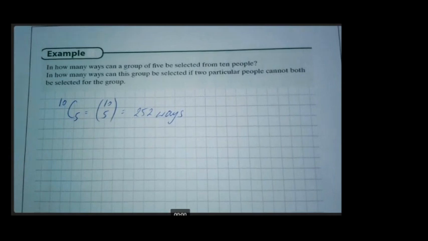Now, the second part, in how many ways can this group be selected if 2 particular people cannot both be selected for the group? Now, this one's harder, okay? They can't be both together on the group, okay? But you can have one or the other, or none on the group, right? There's a good few things to think about here.